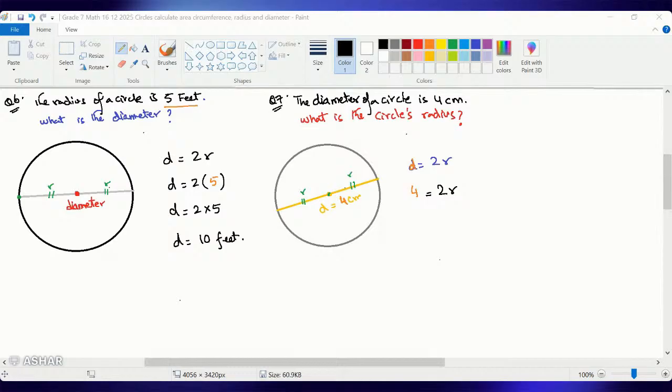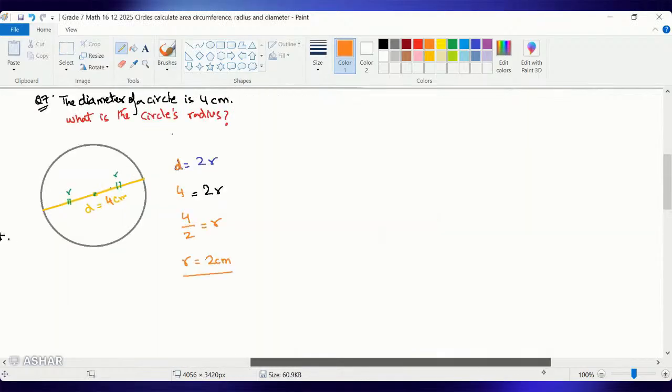Can we divide 4 by 2? If 4 is divided by 2, that should be equal to the radius. And 4 divided by 2 is 2. That means 2 centimeters is the radius, and that is our answer. Okay, very good. Moving on to the next question. Okay, the circumference of the circle is given to us.